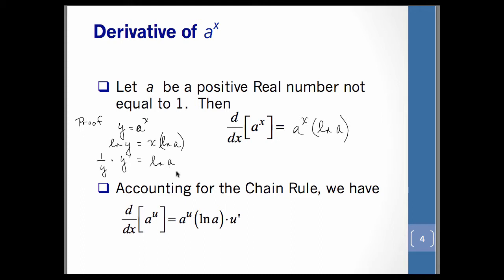So the derivative over here is simply natural log of a. When you go to solve for y prime and multiply both sides by y, well, y is equal to a to the x. So it's a relatively straightforward proof. Once again, though, you'll run into occasions with the chain rule. You'll have the same basic rule, so you'll have a to the u times natural log of a, but then you just need to multiply by the derivative of the exponent.